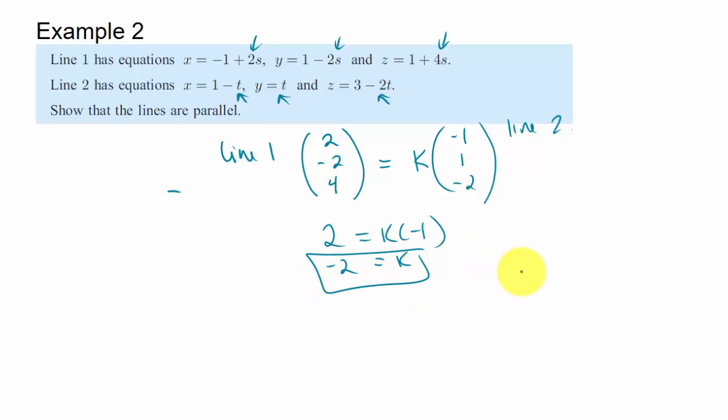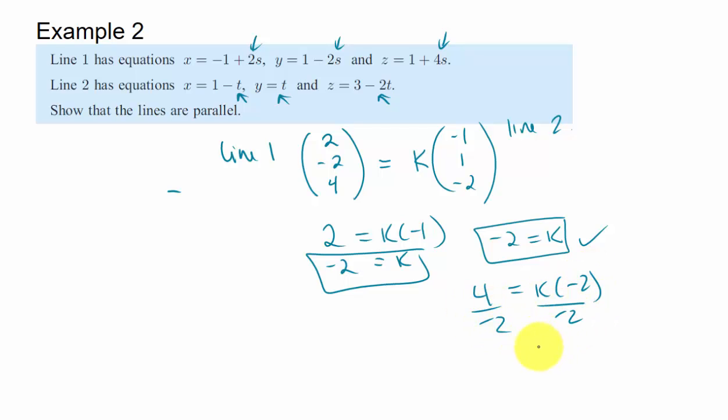Let's see if that matches for the y and the z component. Negative 2 is equal to k, so that works. There's our y. And 4 is equal to k times negative 2. We divide by negative 2, and we get negative 2. So we do have a constant scalar between line 1 and line 2, therefore they're parallel.